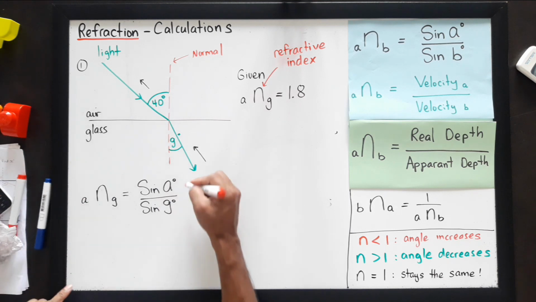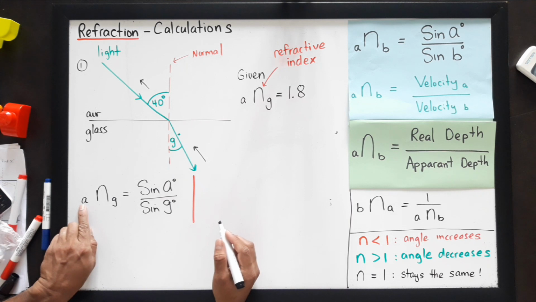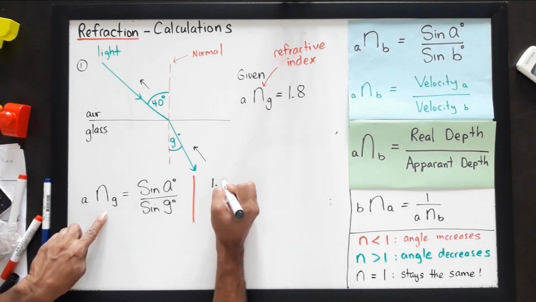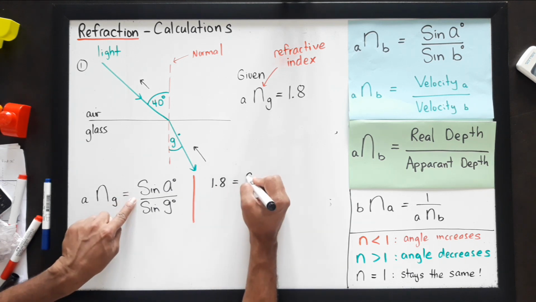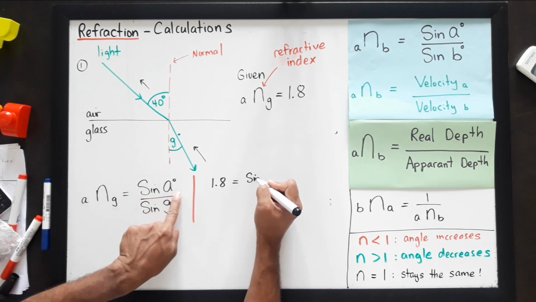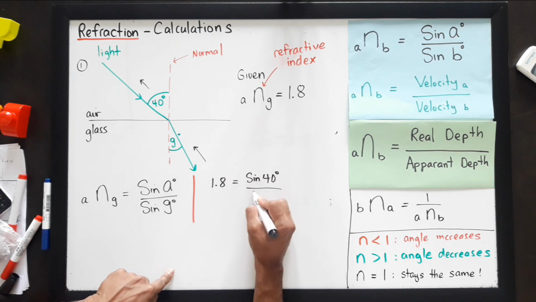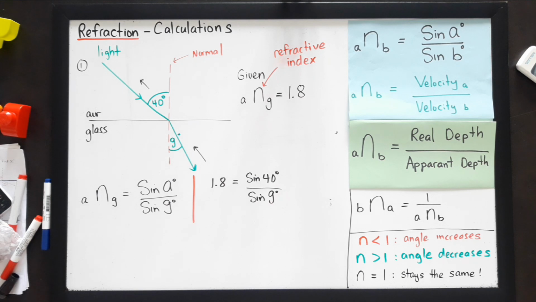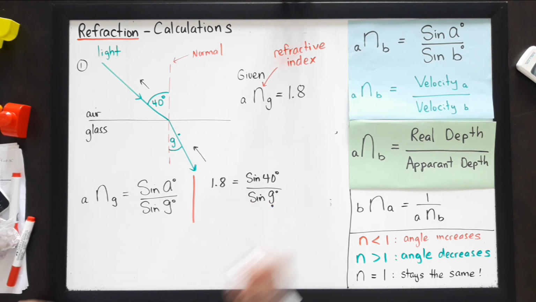I'm just going to create a little border here, so we can work separately. What is the refractive index from air to glass? Well, the refractive index from air to glass is 1.8. So I'm going to replace this with 1.8, which is equal to sine of the angle in air. What's the angle in air? 40 degrees. Divided by sine of the angle in glass, which is what we don't know and it's the aim of the question to find. So all we have to do is use our mathematical skills to find G.